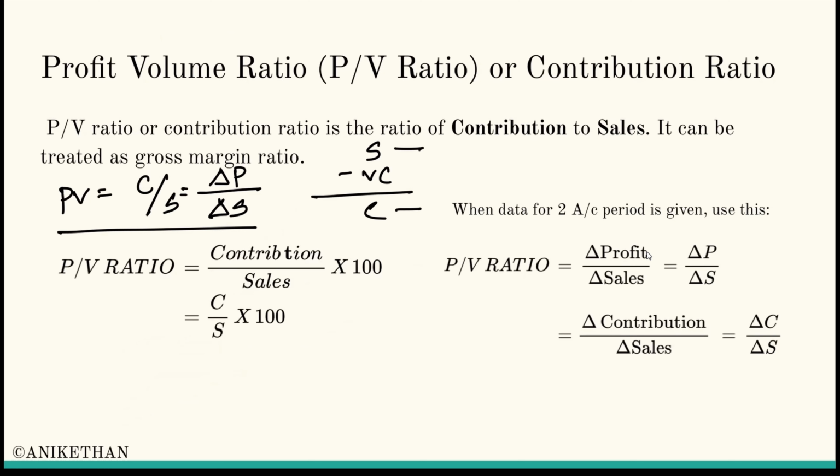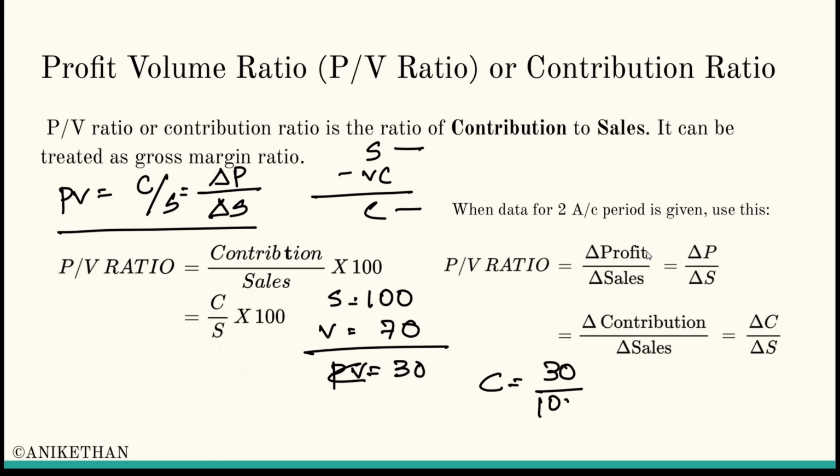In the previous example, it was 100 sales and variable cost was 70, so contribution we were getting as 30. So PV ratio was 30 over 100, which is 30%. Let's say I produce 10,000 of this. Still the PV ratio remains the same. But if the variable cost changes to 80, my contribution is changing. So my new PV ratio is equal to 20%.